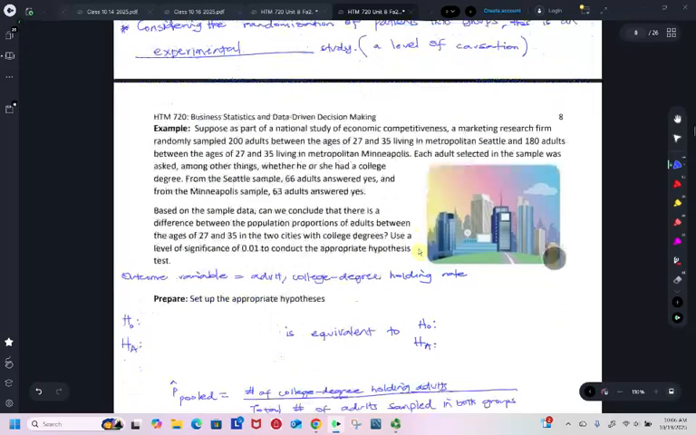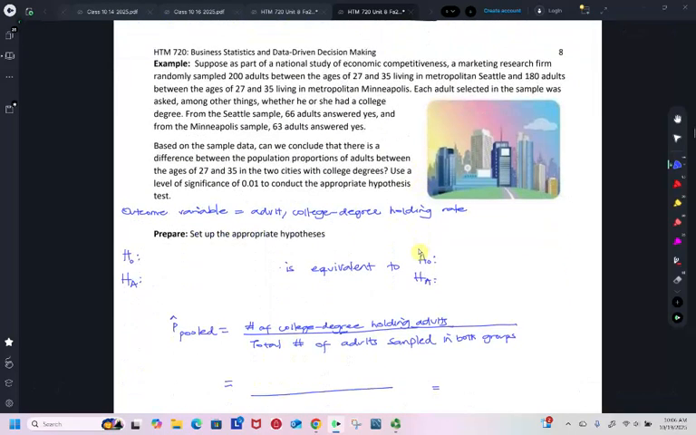With that example, let's consider yet another one, similar in a different context. Suppose as part of a national study of economic competitiveness, a marketing research firm randomly sampled 200 adults between the ages of 25 and 35 living in metropolitan Seattle and 180 adults between the ages of 27 and 35 living in metropolitan Minneapolis. Each adult selected in the sample was asked, among other things, whether he or she had a college degree. From the Seattle sample, 66 answered yes. Let's take note of that.